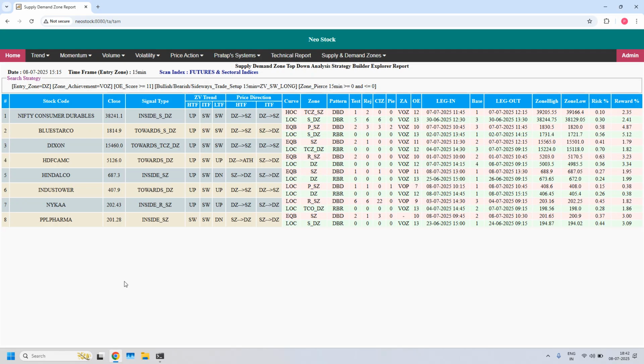Sideways long trade setup for daily income trade. Entry time frame zones are 15 minutes demand zones. See, some of these zones are tested 6 times.